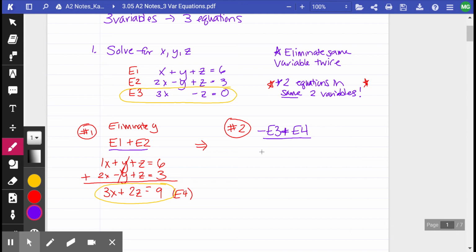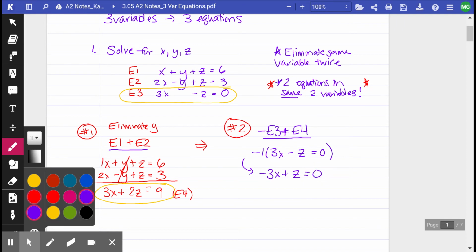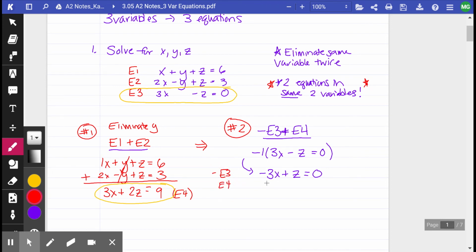So if we negate E3, I'm going to multiply E3, which is 3x minus z equals 0, by negative 1. That gives me, if I distribute my negative, negative 3x plus z, and 0 doesn't have a sign, so I just leave it. Now I'm going to write my E4 right underneath. So this is negative E3, and E4 is 3x plus 2z equals 9. And then I'm going to add those together. So I'm just going to make a line so you don't get confused with that.